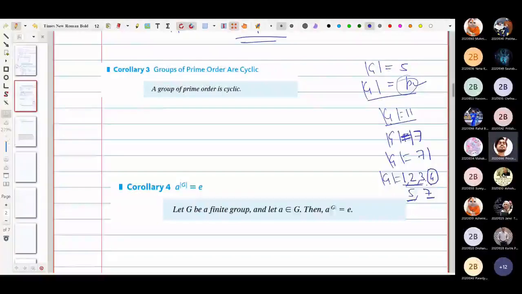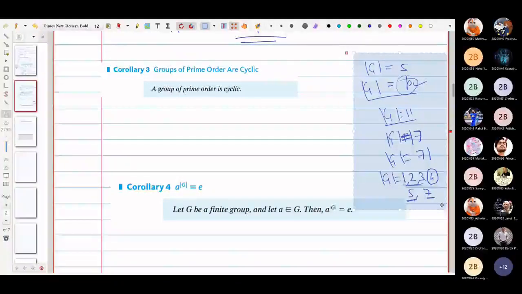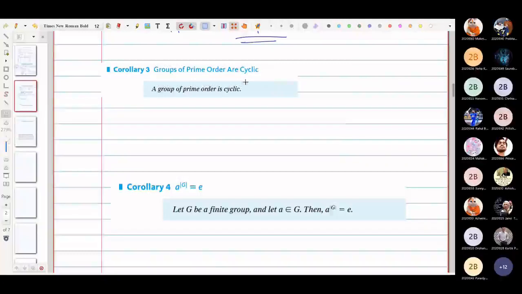So do you have any idea? Is every group of order 4 cyclic or what? Or do you have any example against this? Hello. Yes, sir. Do you have any example of order 4 which is not a cyclic group?